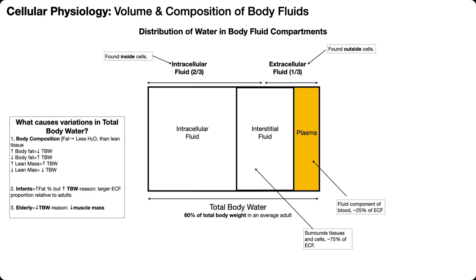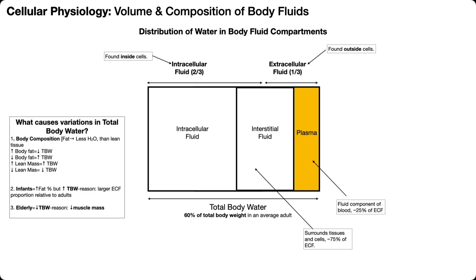All right, now the fluid compartments that we're talking about here are going to be intracellular fluid, which is going to make up about 2/3 of total body water. Now, this is going to be found inside cells. So when you see intracellular, you can remember it's inside cells. It's going to form that internal environment where those cellular processes are going to occur.